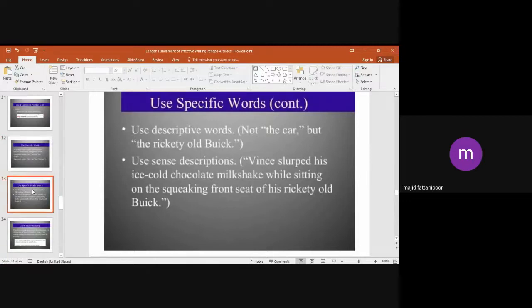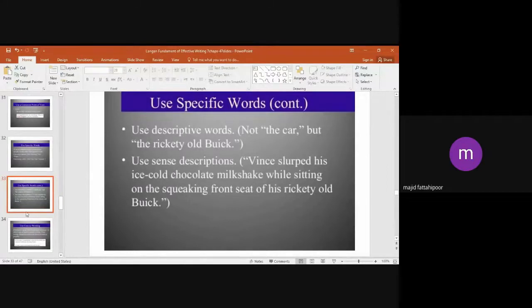For example, in this slide, you can see the car. Instead of car, if you use rickety old Buick, I'm sure many people have seen a Buick, or if you haven't seen this, maybe you can ask your father, they have seen one. This was an American car, I don't know, and a big one and so on. So it's better to imagine a specific type of car, which is an old one, which is rickety, than just the car and repeating the car, no?